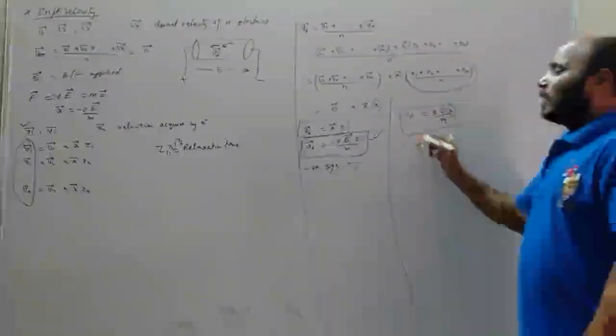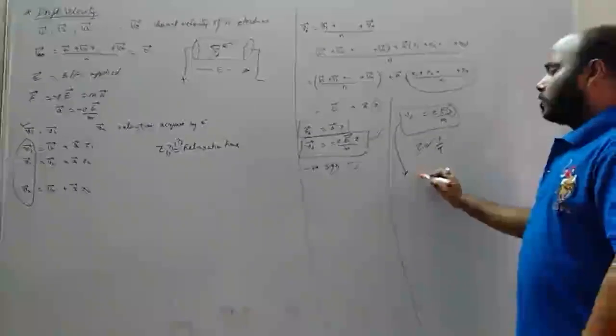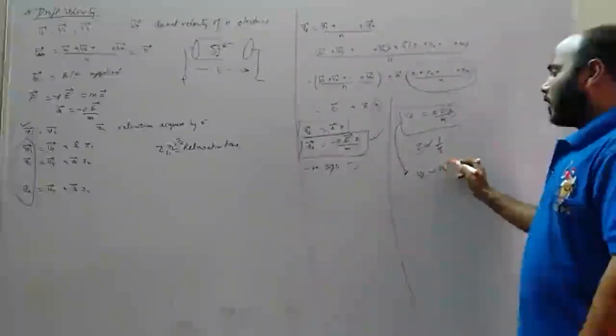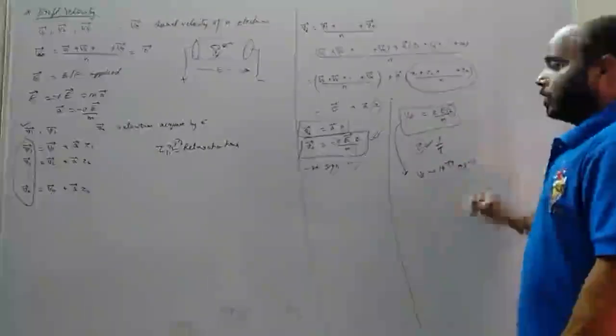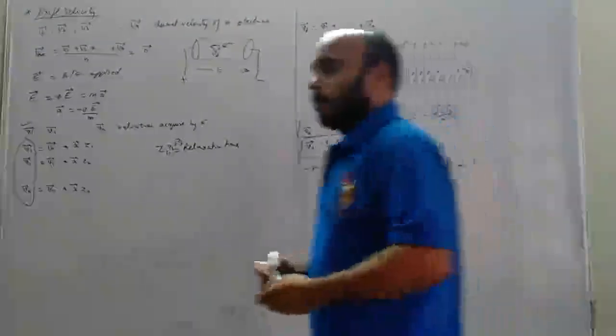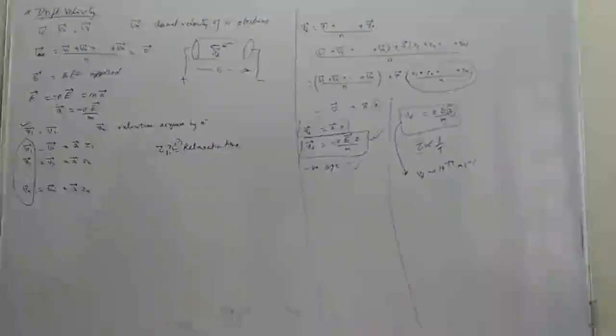If I talk about this drift velocity value, this drift velocity value is 10 to the power minus 14 meter per second. I forgot, these values are 10 to the power minus 4 meter per second or 14 meter. I think 10 to the power minus 4 meter per second is right.